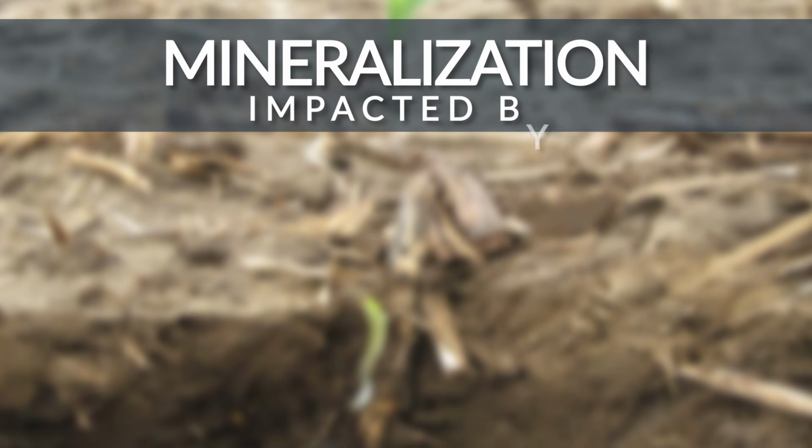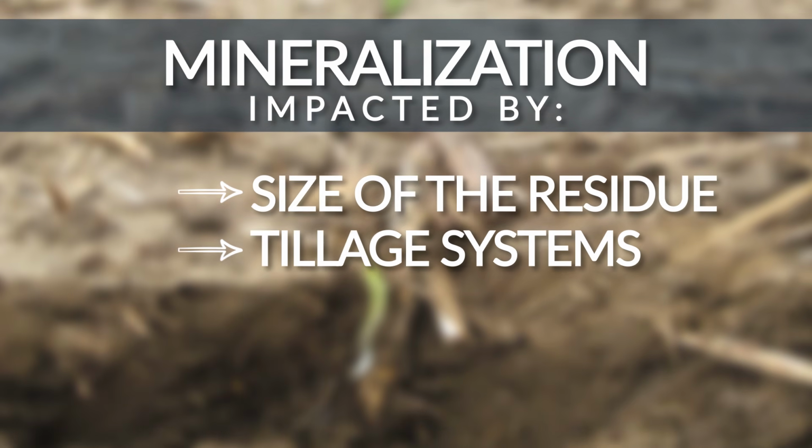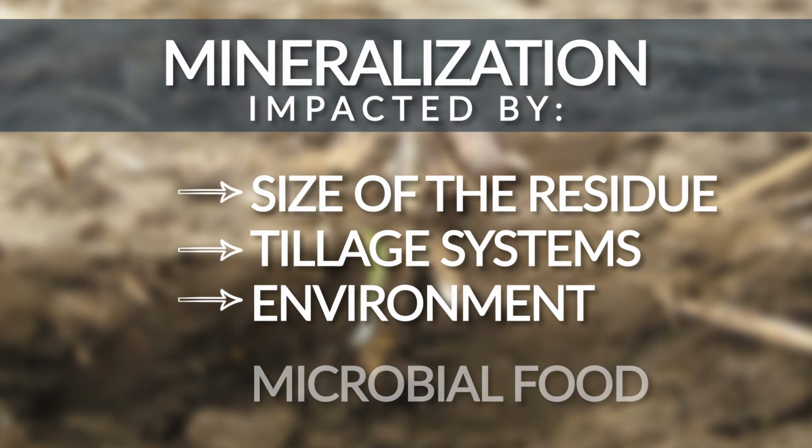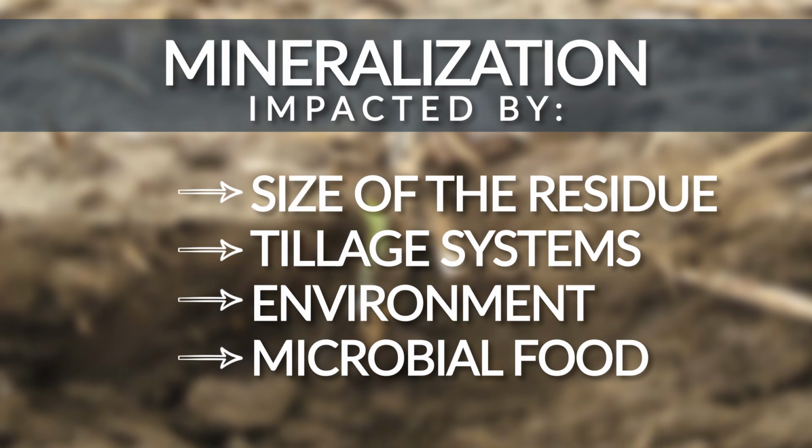So the size of the residue, tillage system, what you do with it, the environment, the microbial food that you provide those organisms to break it down, will all drive that mineralization process faster or slower. Again, it's either mineralizing or immobilizing in your soil. So you want to make sure that you are trying to do everything you can to create more mineralization in the growing season, as opposed to immobilization.